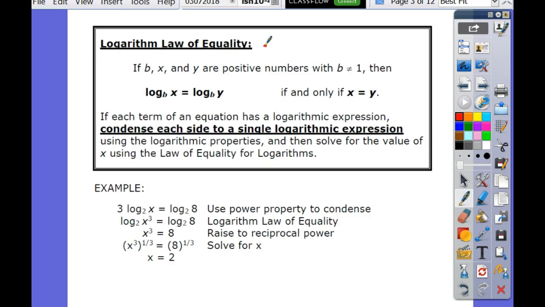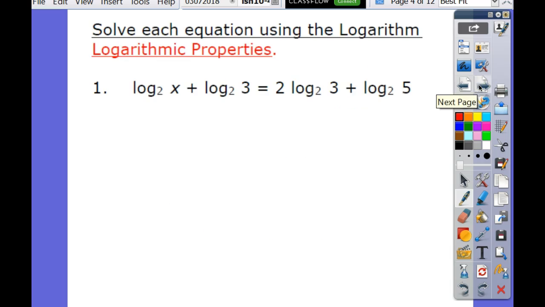Does it make sense if you have a log equal to another log, if the base is equal, the x has to equal the y? The logs are equal, so the x has to equal the y. That is the property we are going to use on example number 1. Would you please look at example number 1?